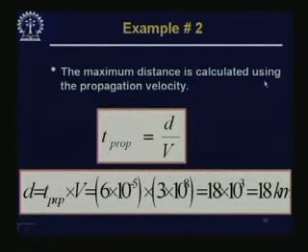The maximum distance is calculated using the propagation velocity. So t prop is equal to d by v. So d is equal to t prop into v. It is 6 into 10 to the power minus 5 into 3 into 10 to the power 8, which is 18 into 10 to the power 3, which is 18 kilometer. Now with this kind of minimum frame length you can go up to 18 kilometer. Remember, now the minimum frame size has become 1500 bytes.